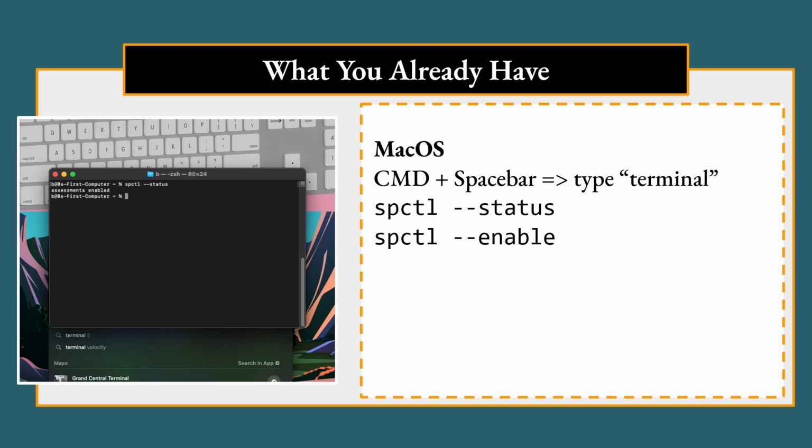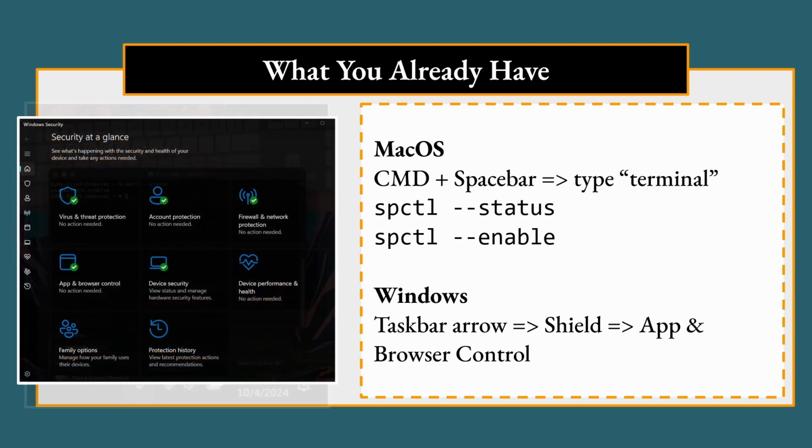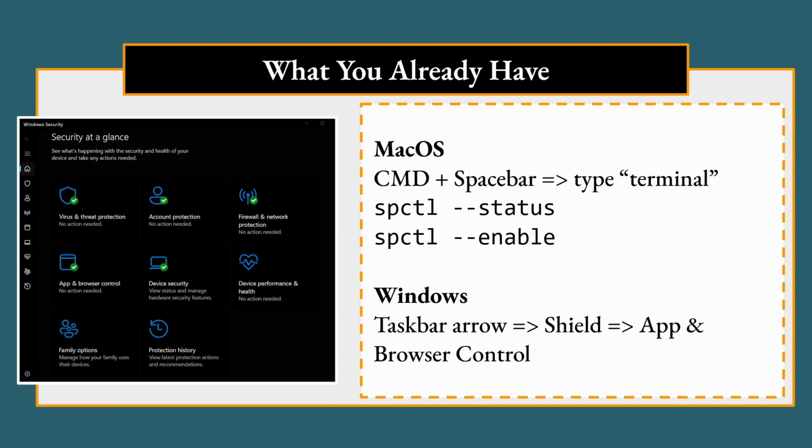The Windows equivalent is known as SmartScreen. To see if Windows SmartScreen is active, go to the arrow on your taskbar, click the shield icon, and then look to see if there's a checkmark next to App and Browser Control.